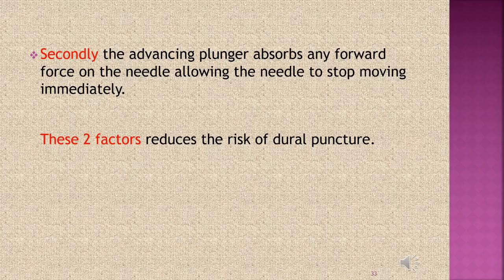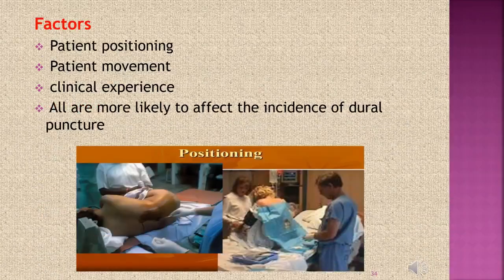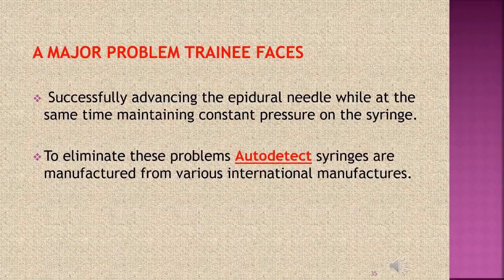These two factors are found to reduce the risk of dural puncture. What are the factors that affect the incidence of dural puncture? Patient positioning, patient movement, and clinical experience of the clinician. While performing epidural anesthesia or identification of the epidural space, the major problem the trainee faces is successfully advancing the epidural needle while at the same time he or she has to maintain constant pressure on the syringe.